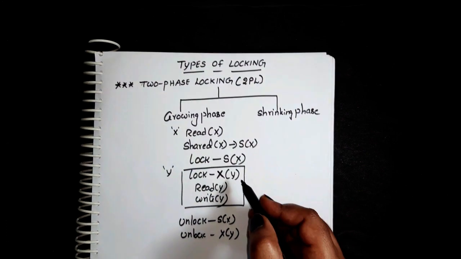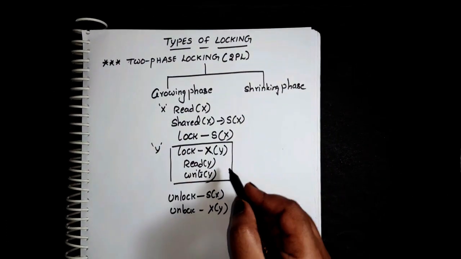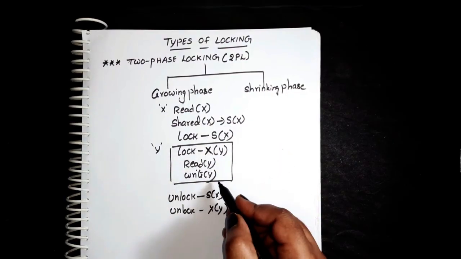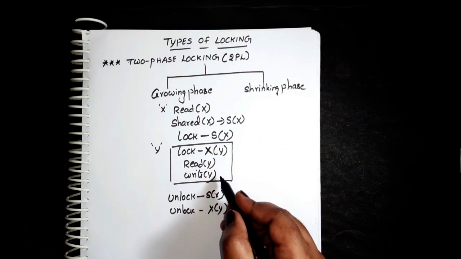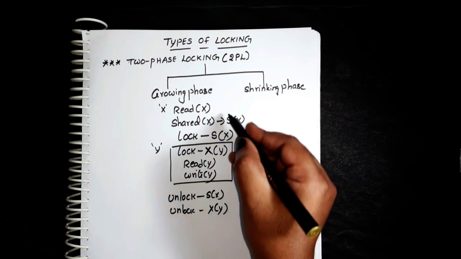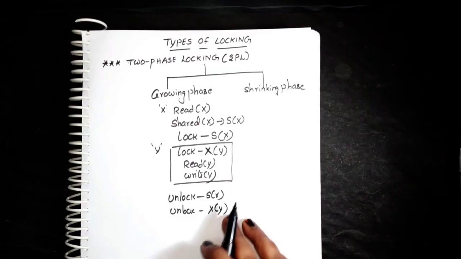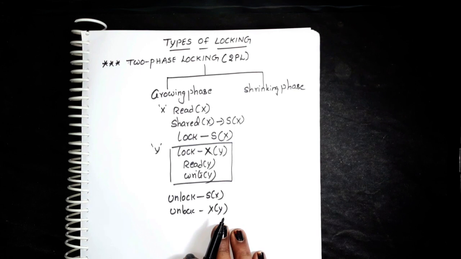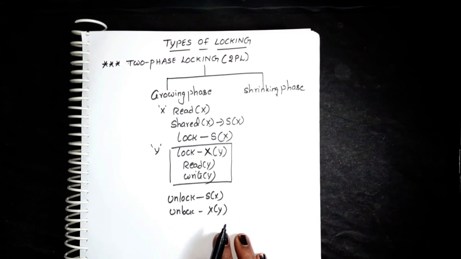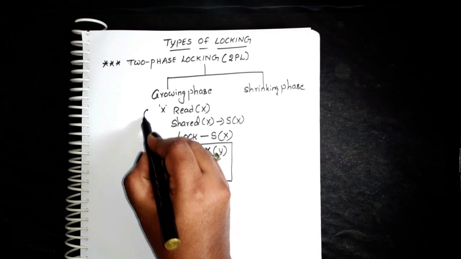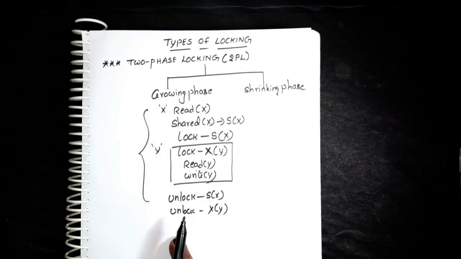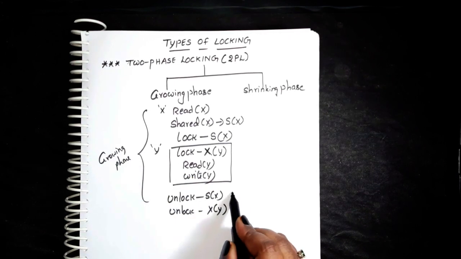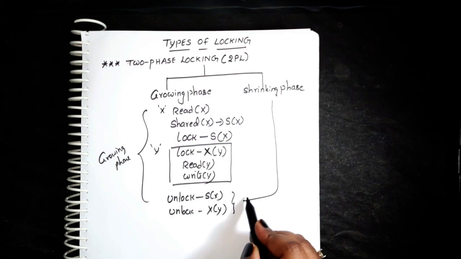So in the growing phase, the transactions continuously obtain the locks, placing locks on different data items. For different transactions and different data items, you can execute read and write operations. You can continuously place the locks, and finally, after completion of all read and write operations, the final operation is called unlock. The continuous placing of the locks is called the growing phase, and finally releasing the locks is called the shrinking phase.